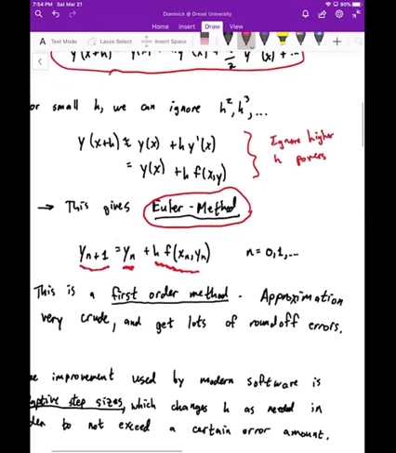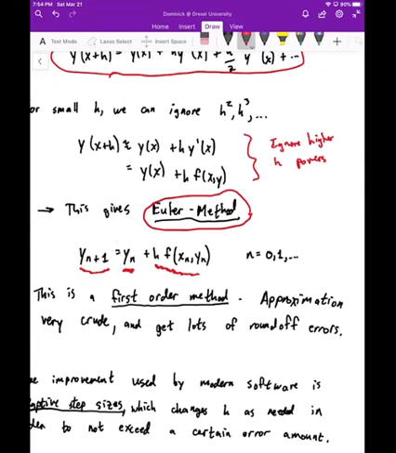Now the approximation is not very good. I use the word crude here, so you get this coarse approximation, and you're subject to a lot of round off errors, right? So in practice, the Euler method is not a good method to use to numerically solve any ODE, but for pedagogical purposes, the Euler method is good for introducing us to some more useful numerical methods, right?